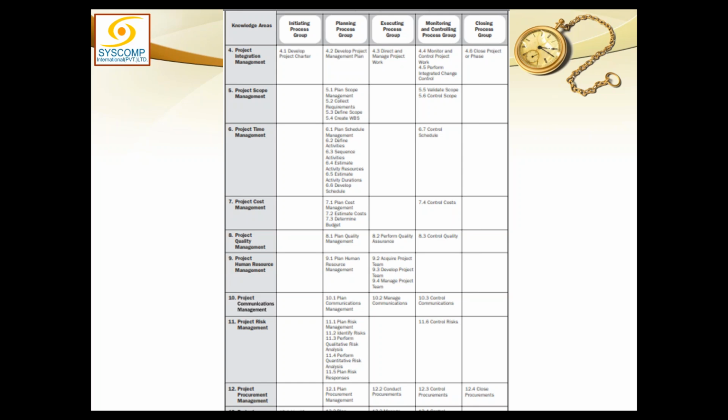Closing, we have only 2 processes, just like in initiation. One is from integration, close project or phase, and one is from procurement, close procurements. No other knowledge area has any process to be closed. Now we will define why these things are set up like this. Let's get back to initiation.